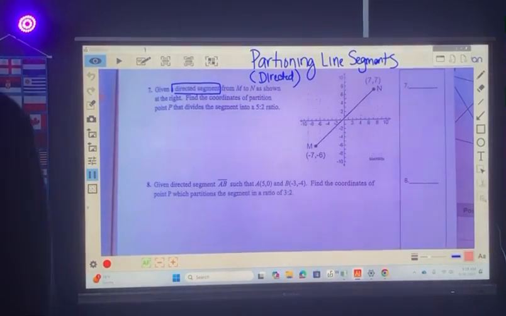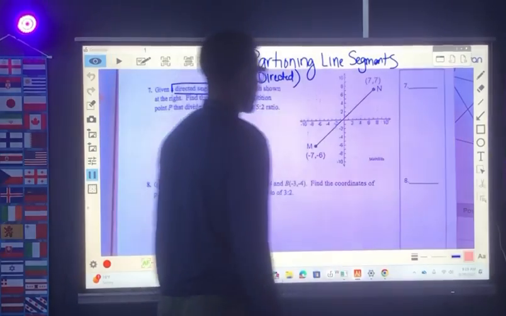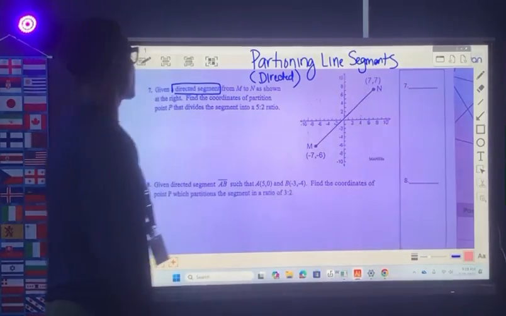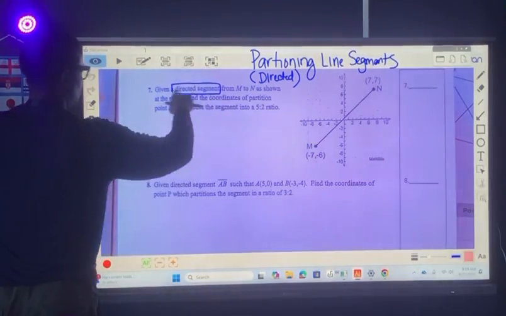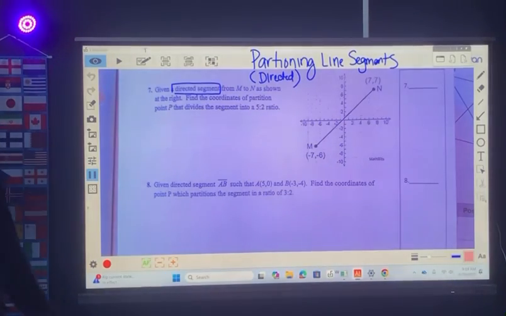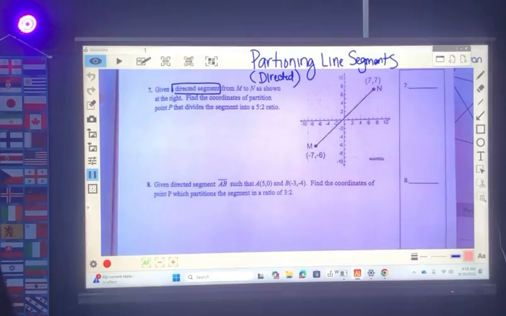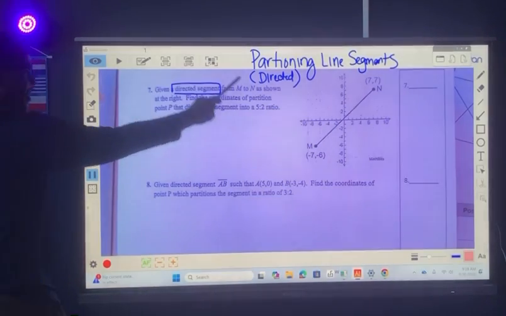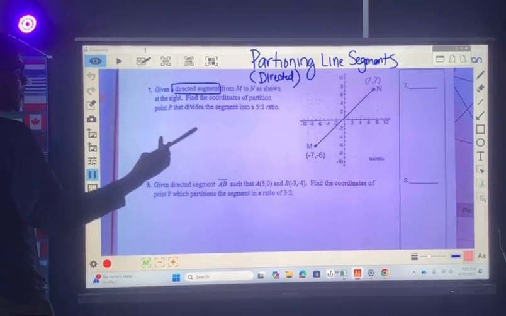Alright, so we're talking partitioning line segments. Remember the first step we talked about: you've got to know what direction they tell you. That's why they give you the directed segment. In this first assignment, they're telling you to put the directed segment from N to M as shown to the right. In this case you're going to have a graph, but not every time are they going to give you a graph.